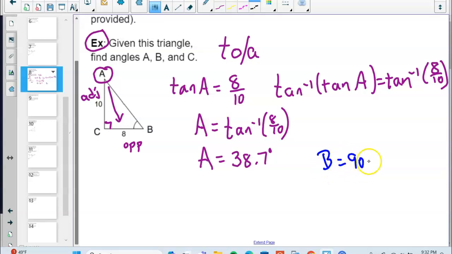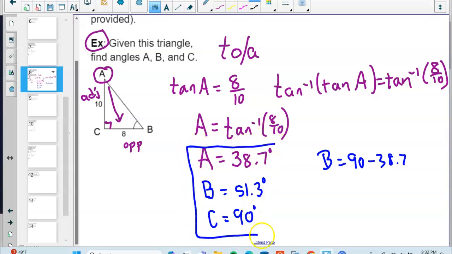I'm going to find angle B by doing 90 minus 38.7. That's going to get me angle B as 51.3 degrees. Just do the subtraction on your calculator. And then for angle C, we know that angle C is 90 degrees. And we have all three angles. That was our job. All right.